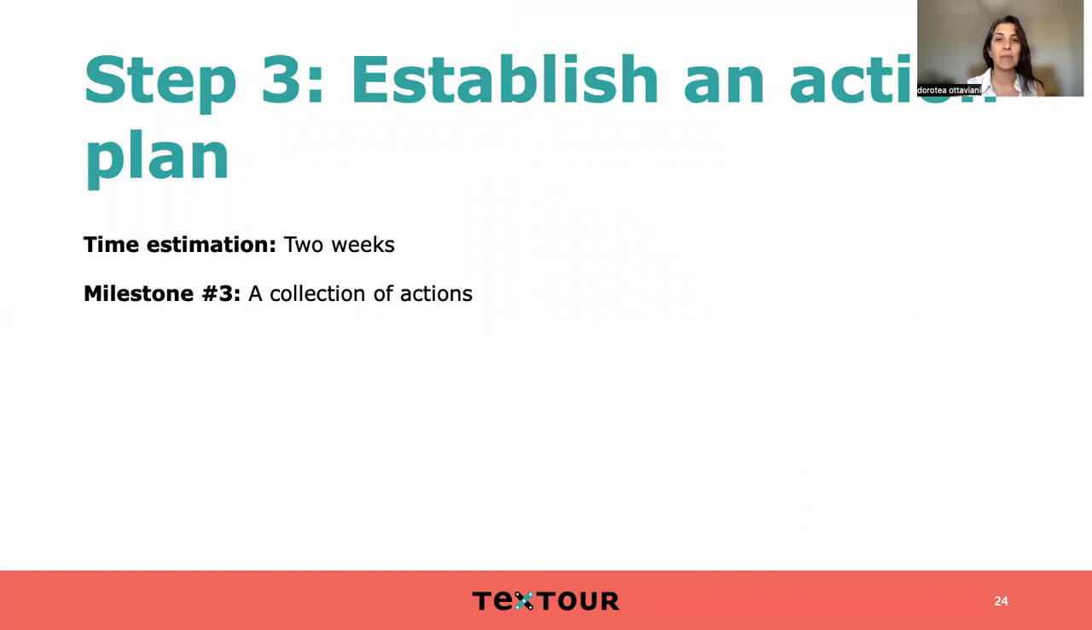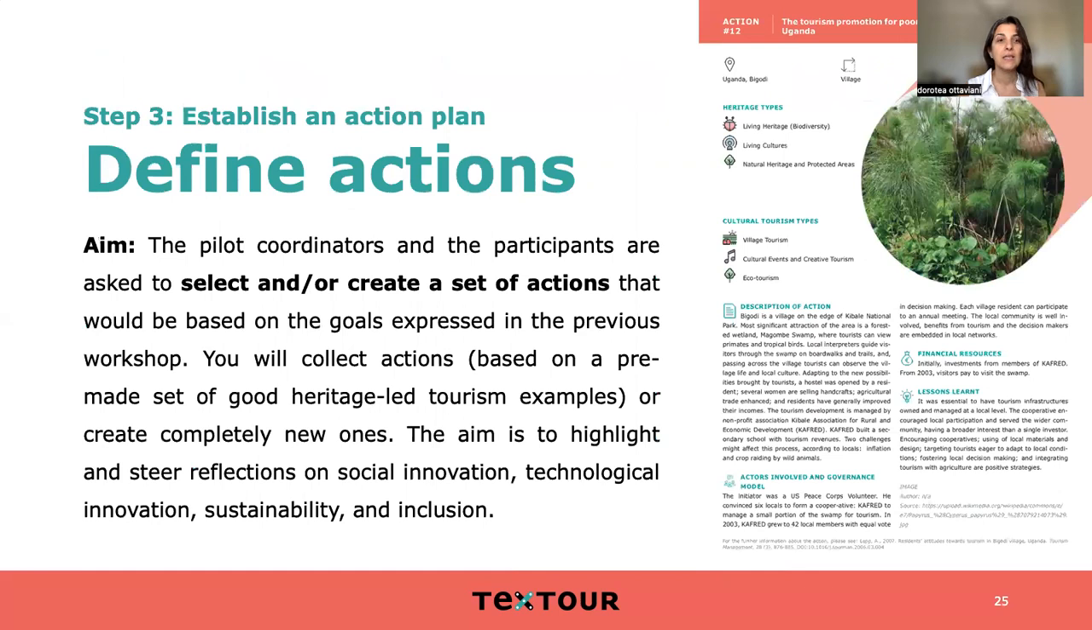The third step is the establishment of an action plan. This again will last around 2 weeks, and it will help you achieve the third milestone, the collection of actions. The aim is for the pilot coordinator and the participants to select and create a set of actions based on the goals expressed in the previous workshop. You will collect the actions based on a pre-made set of good heritage-led tourism examples or create completely new ones. The aim is to highlight and steer reflections on social innovation, technological innovation, sustainability, and inclusion.